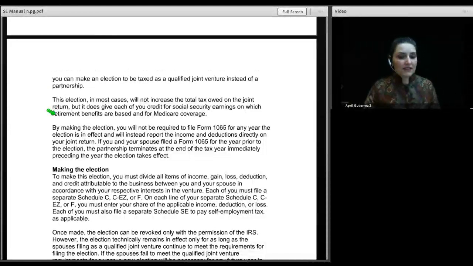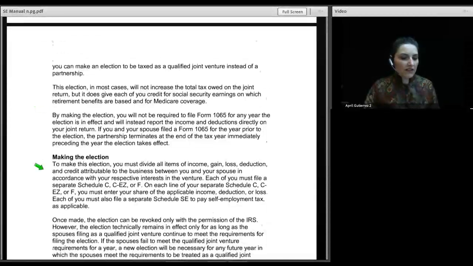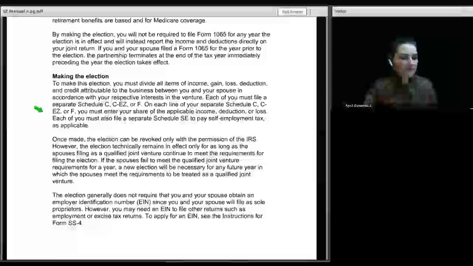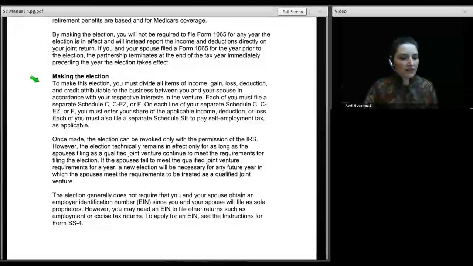Now, it could be the case that there comes a year where you don't file together on a joint return, and therefore you would be forced to go separately. So let's take a look at making the election and how it works. To make the election, you must divide all items of income, gain, loss, deduction, and credit attributable to the business between you and your spouse in accordance with your respective interests in the venture.